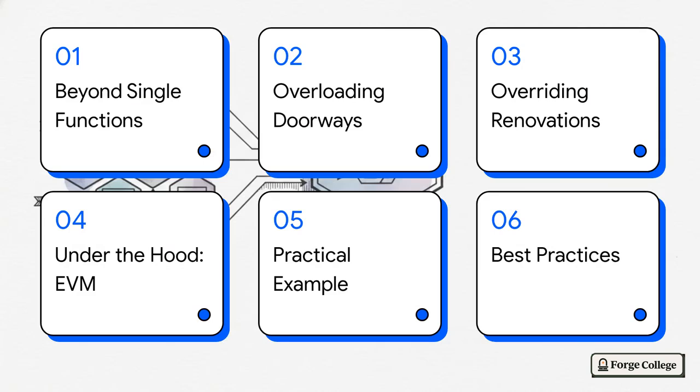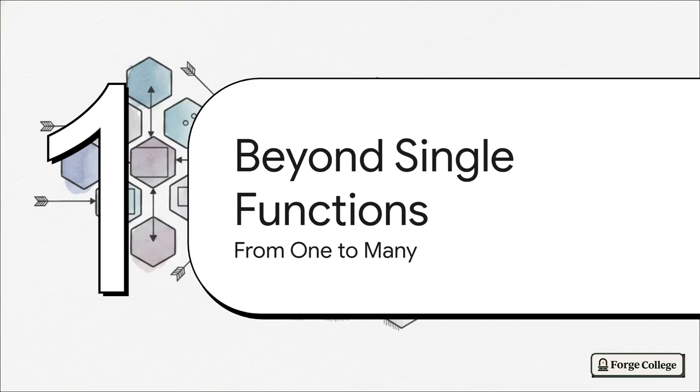Here's our blueprint for today's explainer. We'll start with moving beyond single functions, then look at overloading, our doorways. After that, overriding, our renovations. Then we'll peek under the hood at the EVM, walk through a practical example, and finally, wrap up with some best practices. All right, let's jump straight into Section 1, Beyond Single Functions.